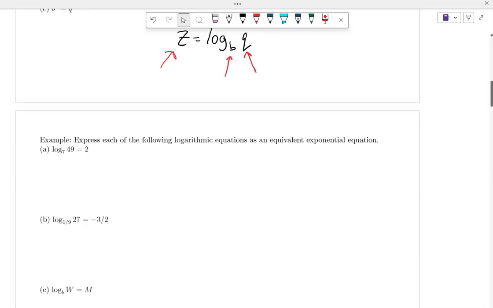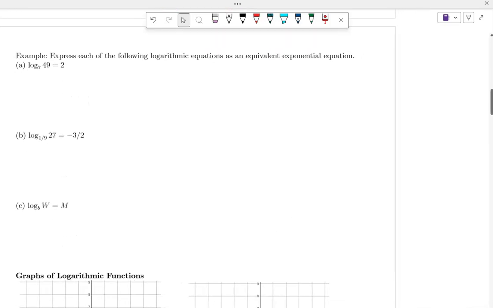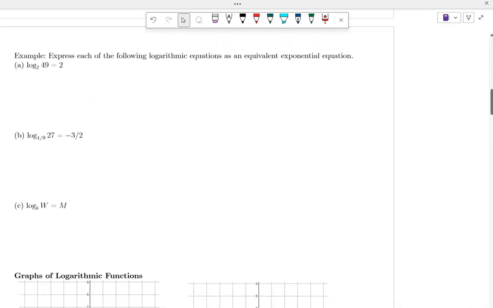Yep. Okay. All right. This one wants us to go the other way. This one wants us to start with a logarithmic equation and end up with an exponential equation. What if the exponent is an expression itself? Oh, that's okay. It could be an expression. We'll see equations that we'll solve where the exponent will be an expression. Yeah. We'll deal with it. Don't get too far ahead. Let's just practice this right now.